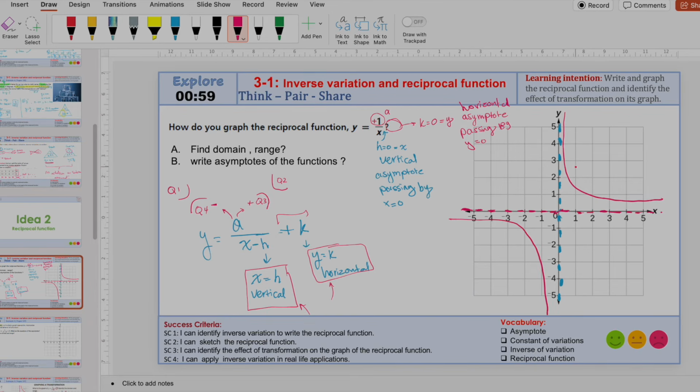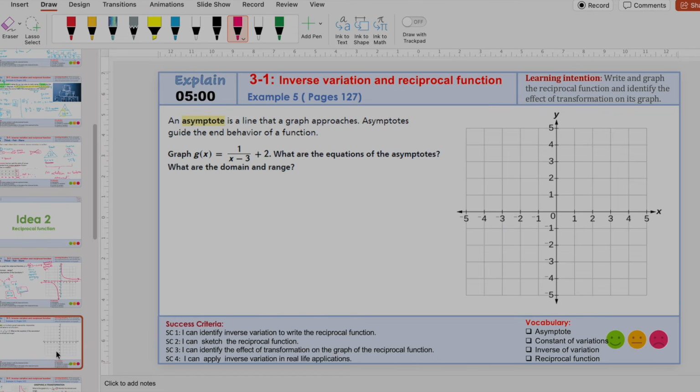And remember that your graph cannot touch the asymptote. The asymptotes are invisible lines. They just show you the end behavior of your function. As you can see, the higher the x value gets, the closer your function will get to the zero, to the asymptote. But it will never cross it. It will never touch it. Okay? That's it. So let's take another example where we have some different values of asymptotes.